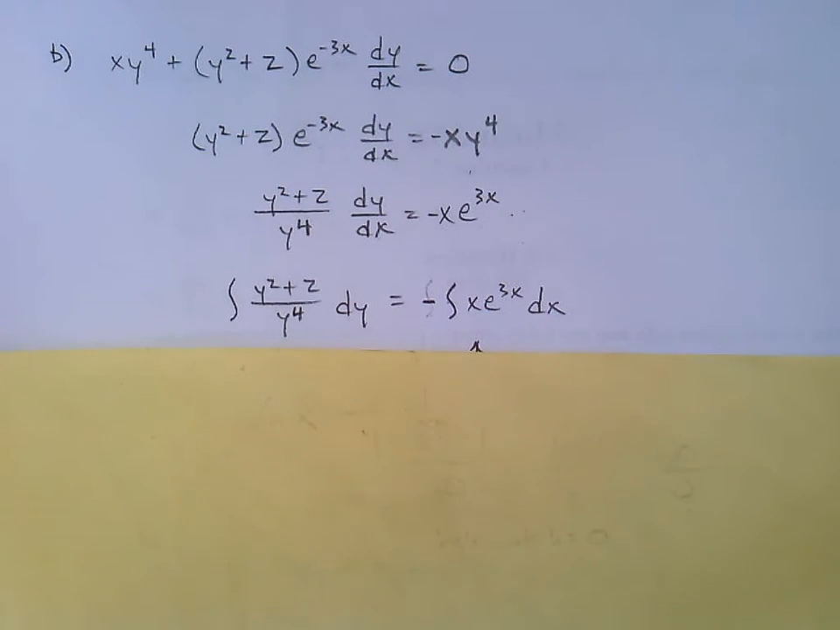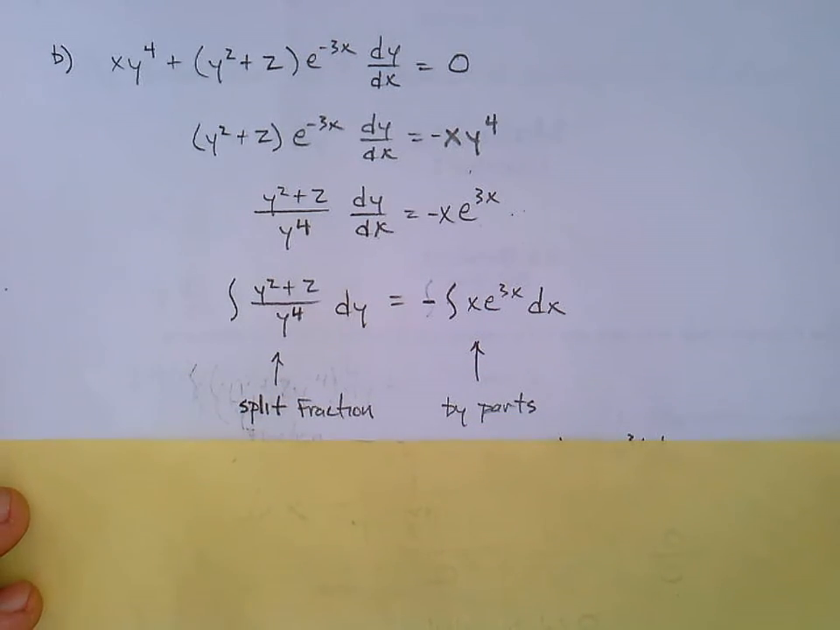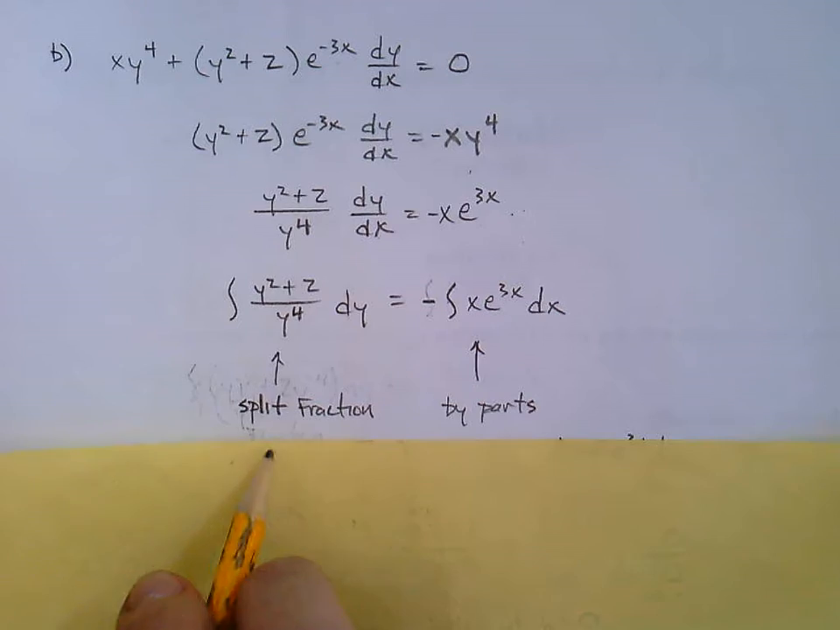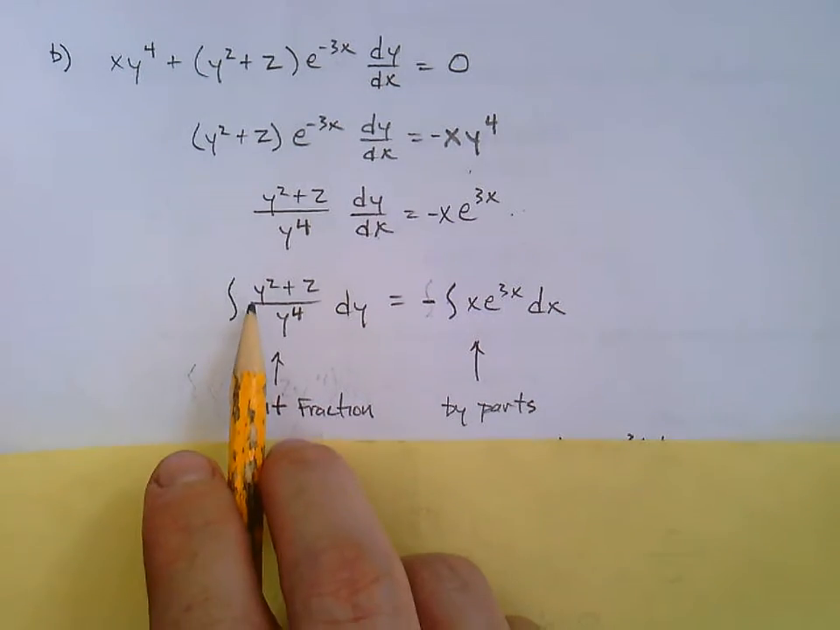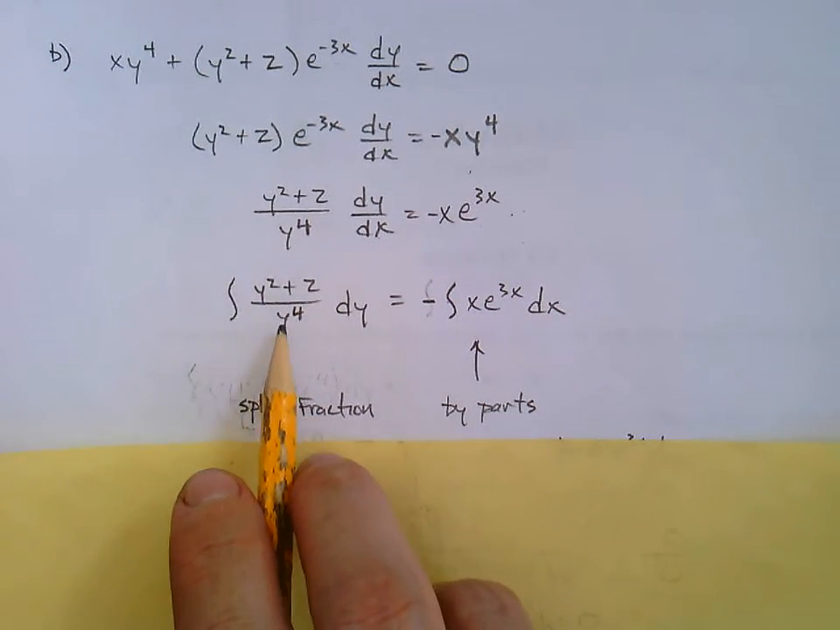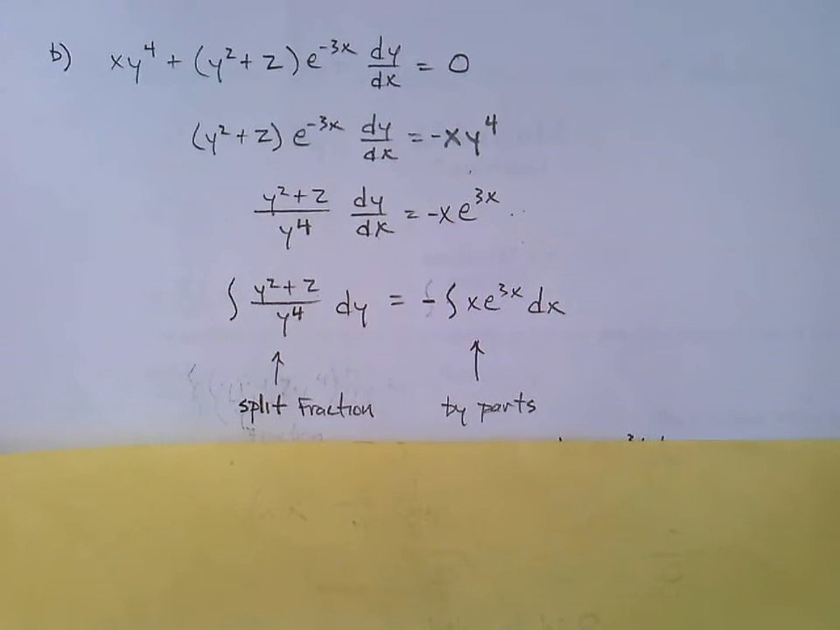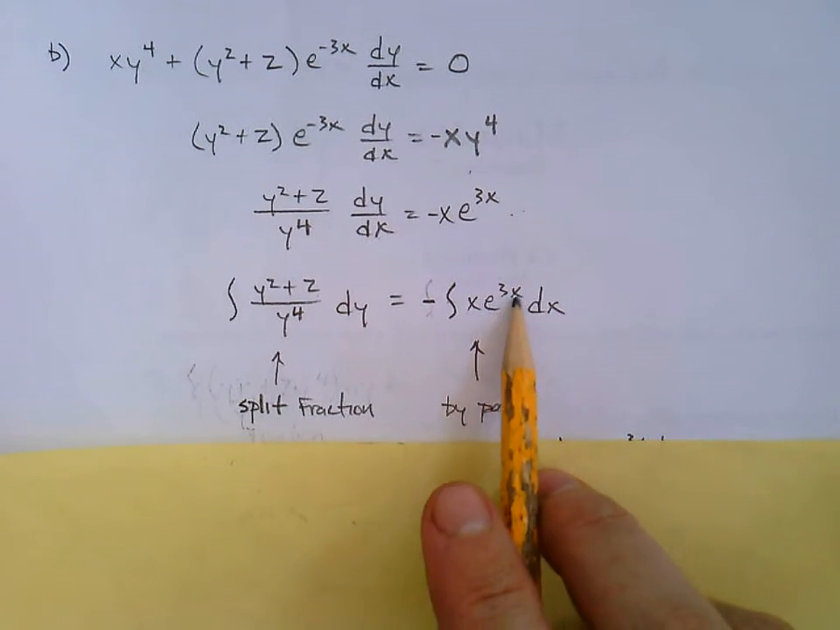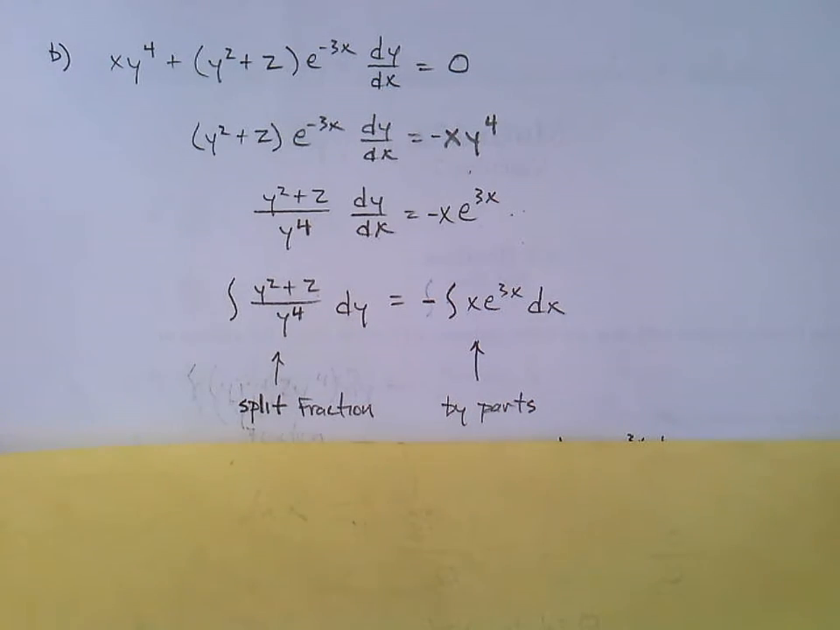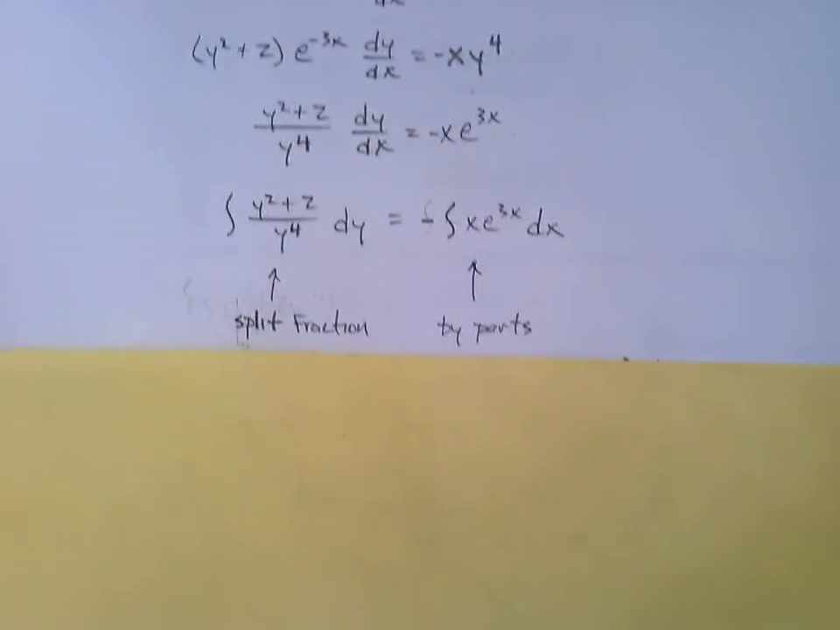At this point, the integrals are a little bit more challenging. And so we've got to think, okay, how are we going to perform each of these? I've got some notes here. On the left, we're going to split the fraction. What I mean is, we're going to take y squared over y to the fourth plus 2 over y to the fourth, and we'll be able to get that integral without too much strain. On the right side, though, x e to the 3x, we need integration by parts. Okay, let's focus there.